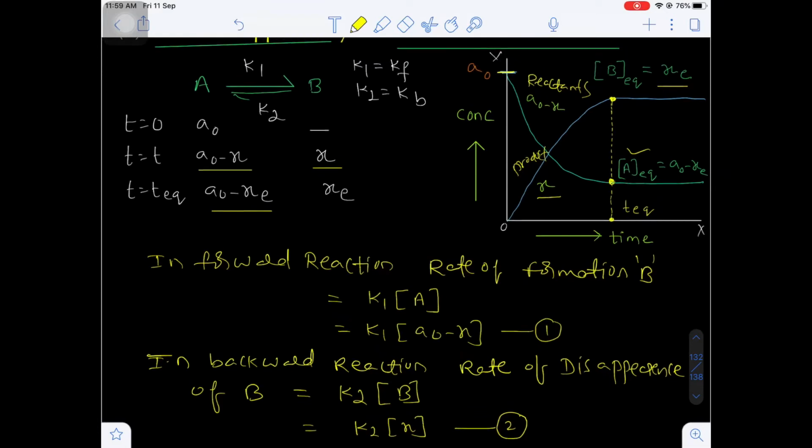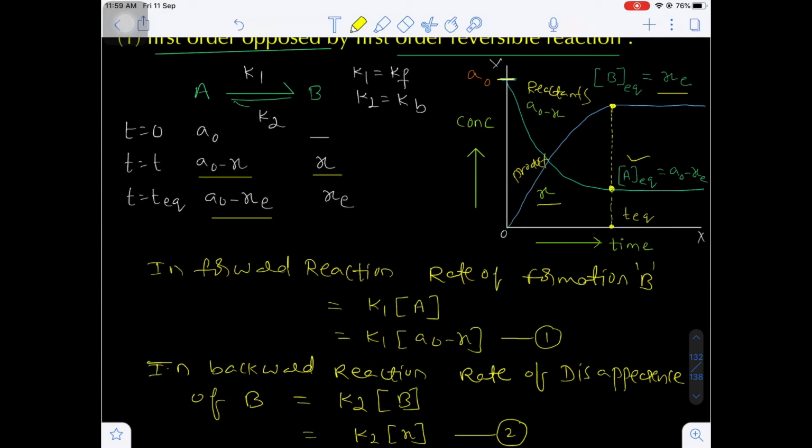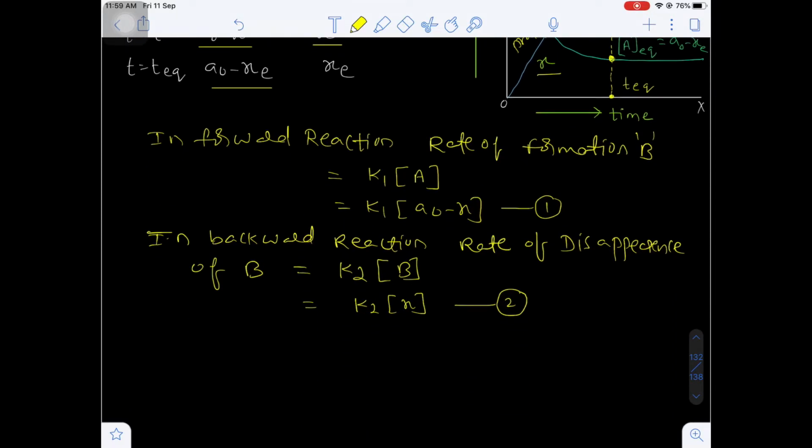Now here you see, let's suppose in the forward direction 50 moles of B per second is formed. That will be the rate of reaction in the forward direction. Similarly, in the backward direction, B also disappears. Let's suppose 20 moles of B disappear in the reverse direction per second. What will be the net formation of B? 50 minus 20, because 50 moles are forming in the forward direction and 20 moles are disappearing in the backward direction.